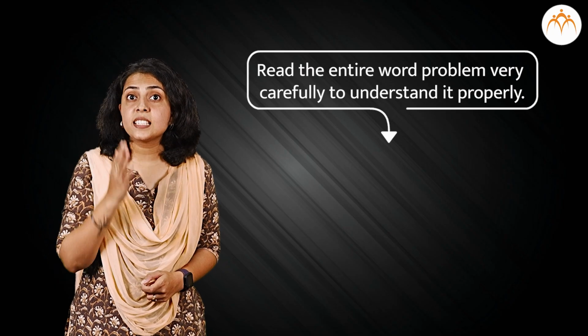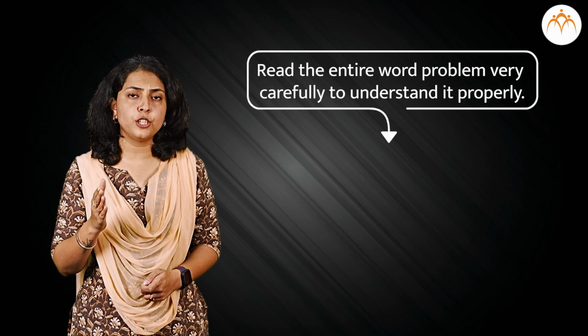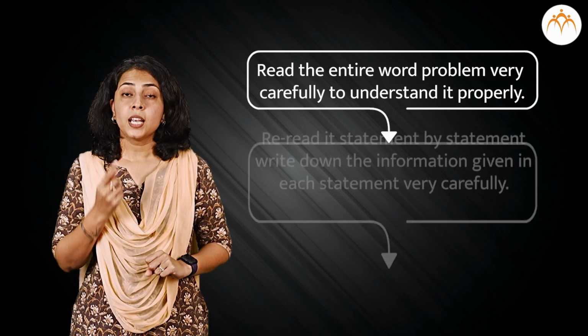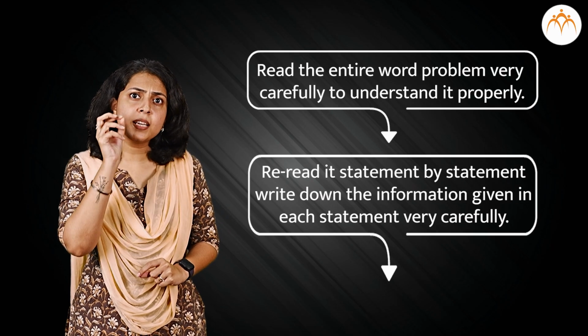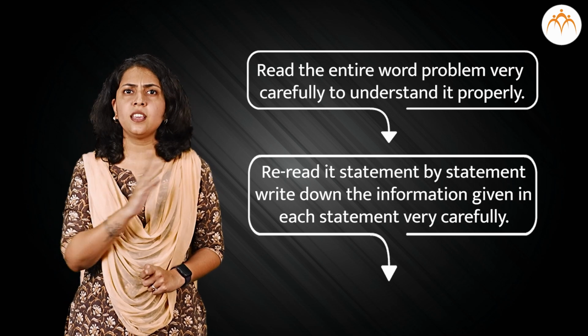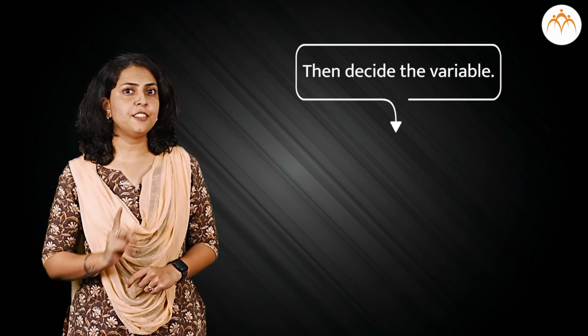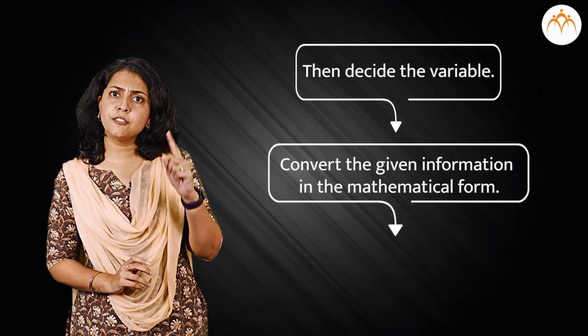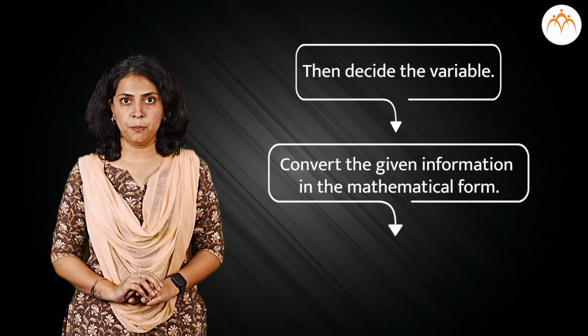Before looking into the practical example of this quadratic equation, let me remind you the steps we need to follow while solving any word problem. These are listed below. The first and very important point is to read the entire word problem very carefully to understand it properly. Now reread it statement by statement and write down the information given in each statement very carefully. Then decide the variable. Convert the given information in mathematical form.